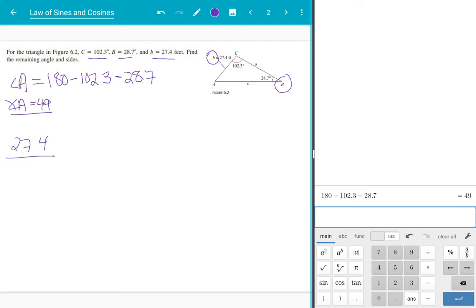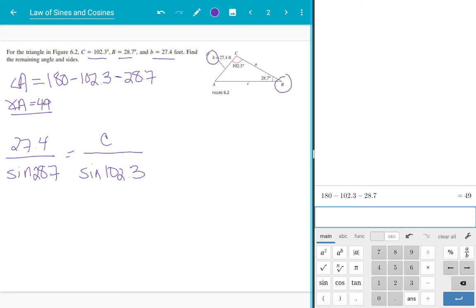Okay, so let's start with 27.4 over the sine of 28.7. That's going to be equal to, now again, this one doesn't matter. You just have to select which of the two you're going to want to work with. So let's start with C. So lowercase c over the sine of 102.3. That's going to be the first one we're going to want to solve. All right, so now algebraically, you guys know how to solve this, right? We cross multiply. That's nothing new, right?